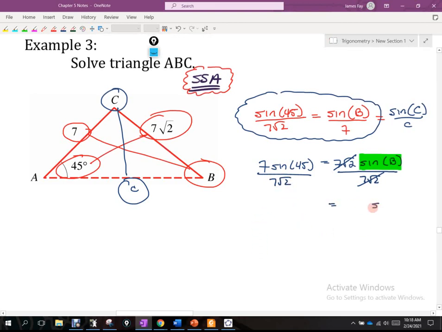And that's going to give me sine of b equals... will these 7's cancel out? I get that, right? Okay. Now we could do some side work here. Does anybody remember, and we can grab our calculator in a moment and type it in directly as well, what sine of 45 is?